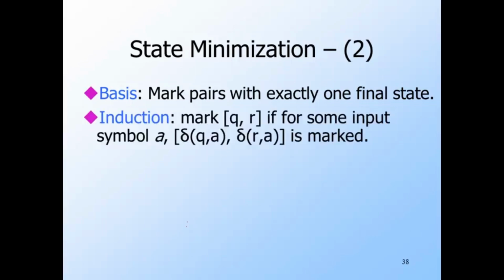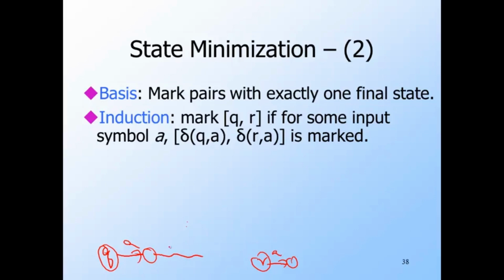For the inductive step, we can mark a pair Q, R if these states go at some input A to distinguishable states. That is, say here is Q, and on A it goes to some state. I don't know what it is, but it's certainly delta of Q and A. And here's R, and it goes on A to, again, some other state. I don't know what it is, but it's delta of R and A.